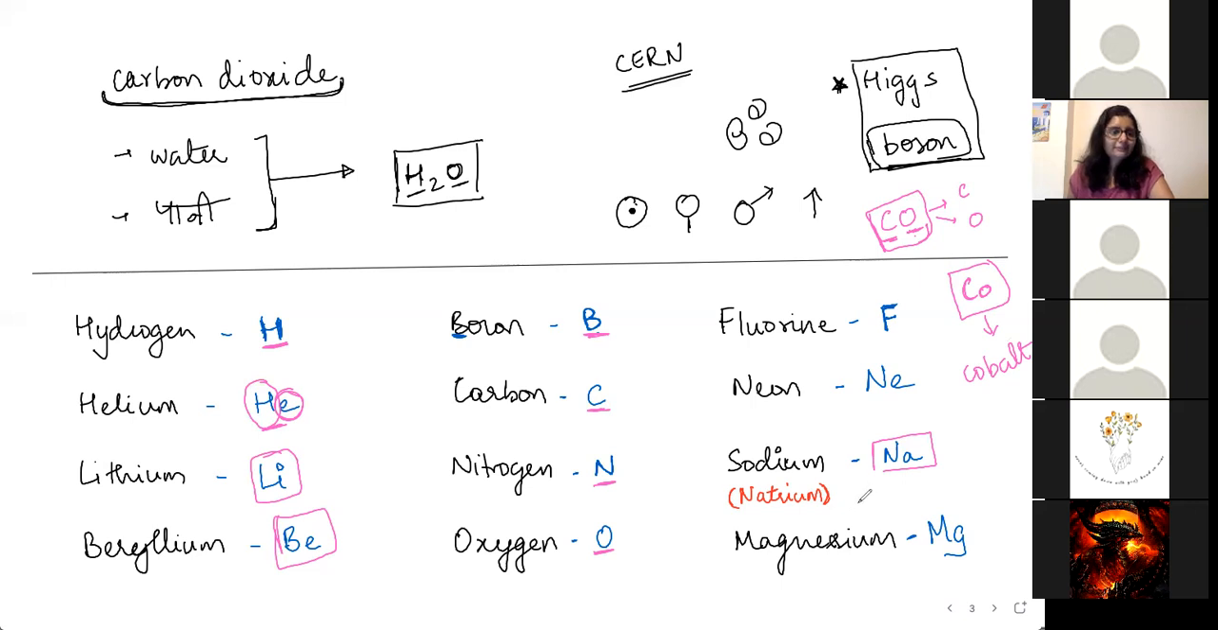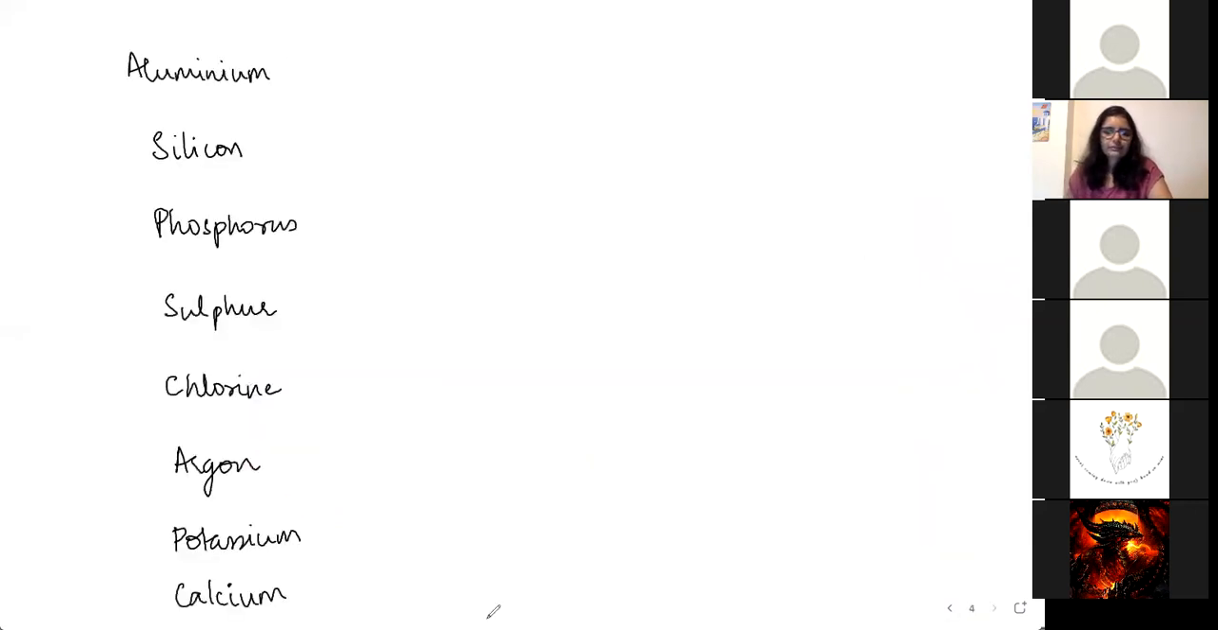Yeah. This is why whatever you've sent after chlorine, that is absolutely correct. That's how you need to follow. Sodium ho gaya, magnesium ho gaya. Now we go to the rest of the compounds.